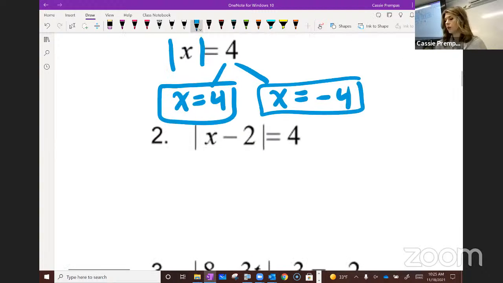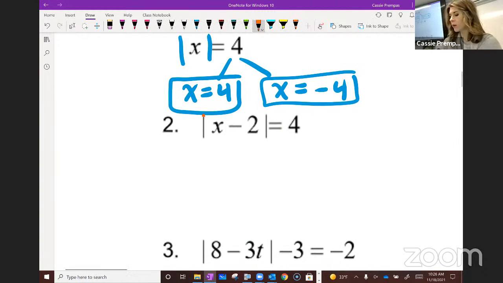Number 2, I know I've been talking a lot about what undoes something. For example, I'll say, what undoes addition? What would you guys say? Subtraction. What undoes multiplication? What undoes a square? Square root. What undoes a cube? Cube root, right? We talk a lot about undoing.